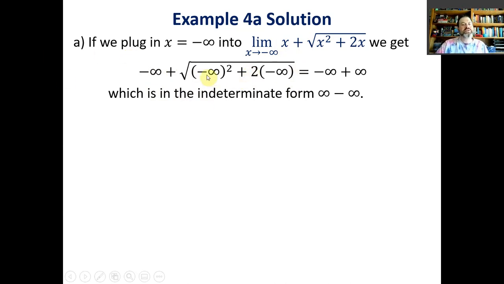What does this mean? Well, this is a very large negative number squared, which is a very large positive number, minus a very large negative number.